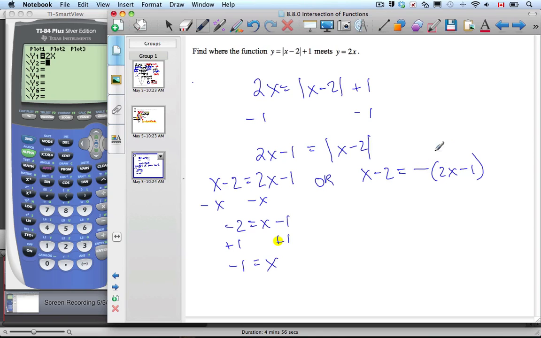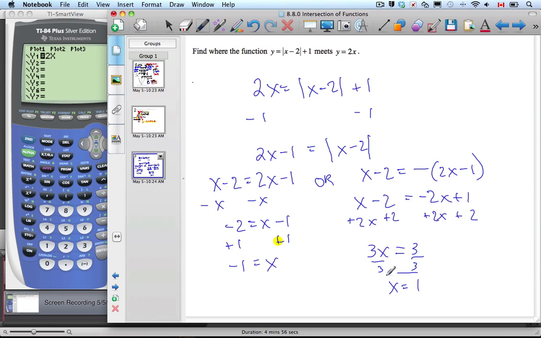Let's distribute the negative through, so we have negative 2x plus 1. Add the 2x and add the 2 as well. If we add 2x to this side, I'm left with 3x, the 2s are gone, equals 3. Divided by 3, x equals 1.